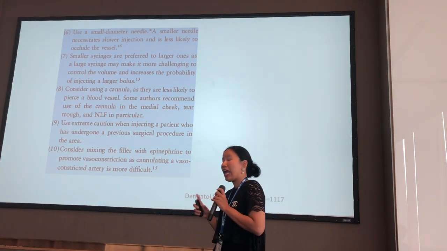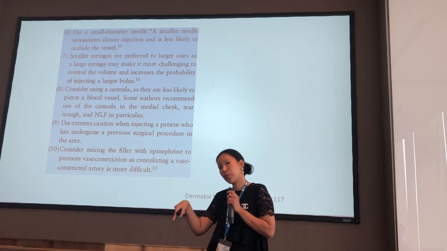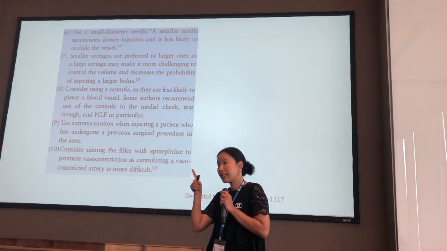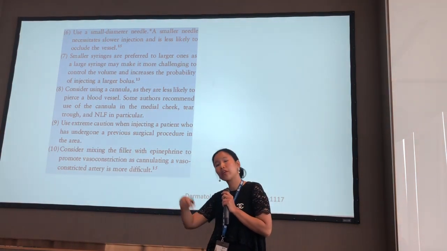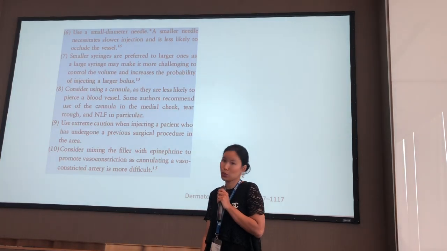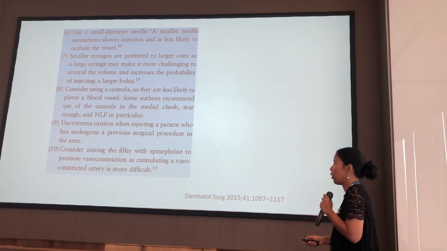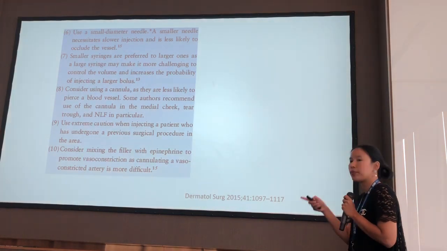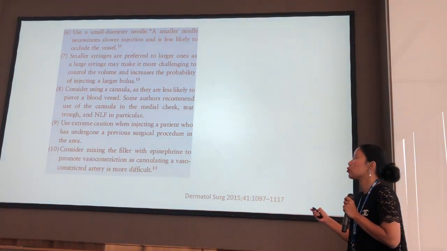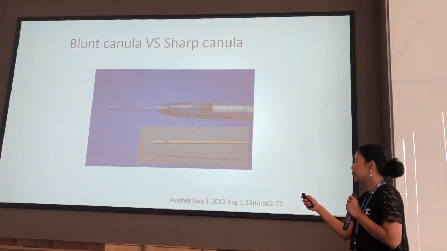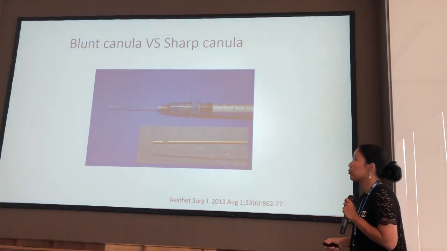Okay. And the other case of blindness has been reported here in Thailand. In that case, they corrected the forehead for congenital anomalies also. And okay, epinephrine may help for the vasoconstriction. And this is the blunt cannula versus sharp needle.